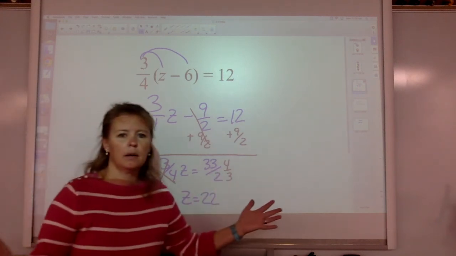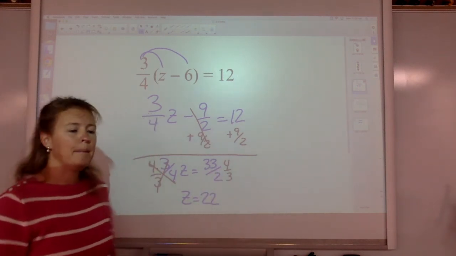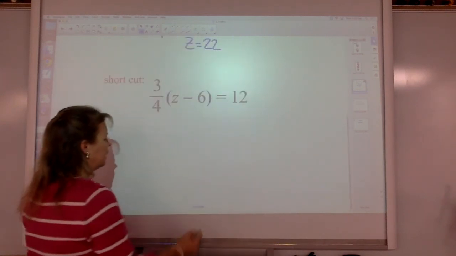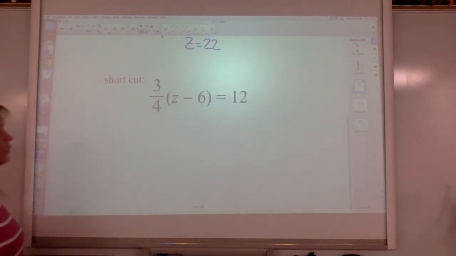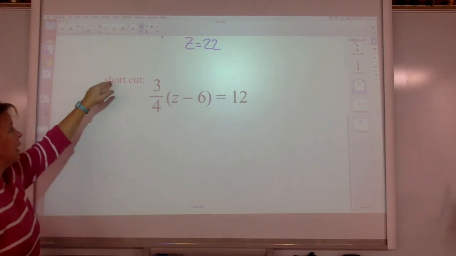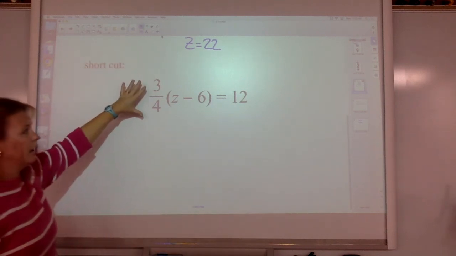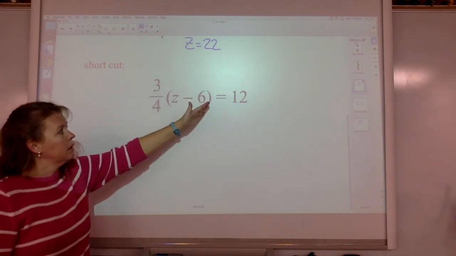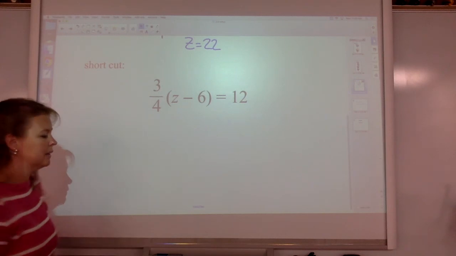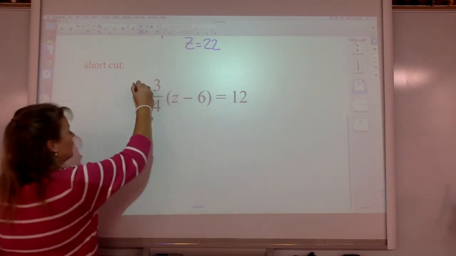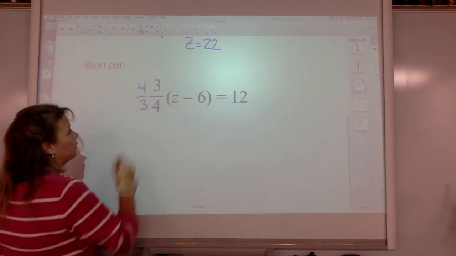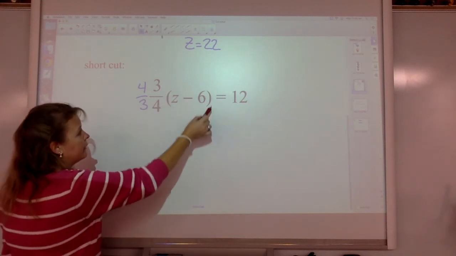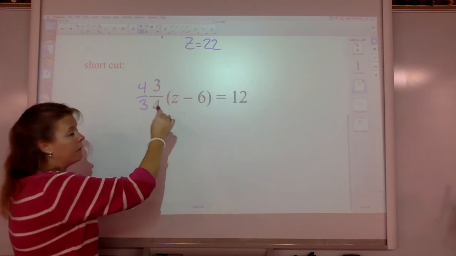I hope you were listening when I said don't do this, because there's a nice, simple, easy shortcut to this. Exact same problem with the shortcut. Go ahead and write it down if you haven't yet. We don't want that fraction. We want to get rid of that fraction. Instead of distributing the fraction through the parentheses, we can multiply by the reciprocal first.